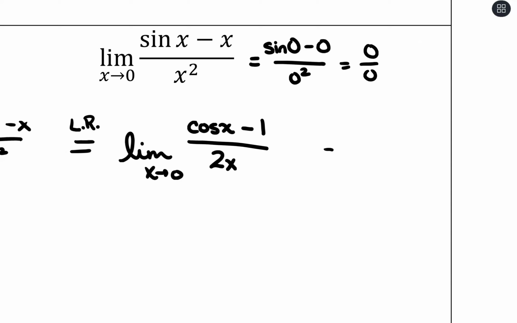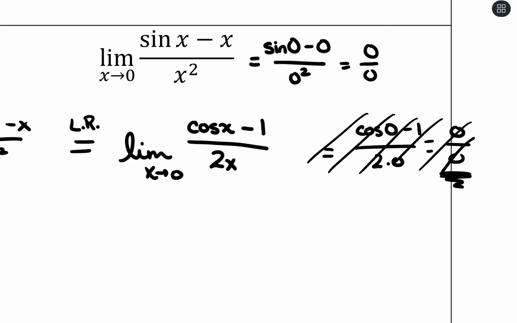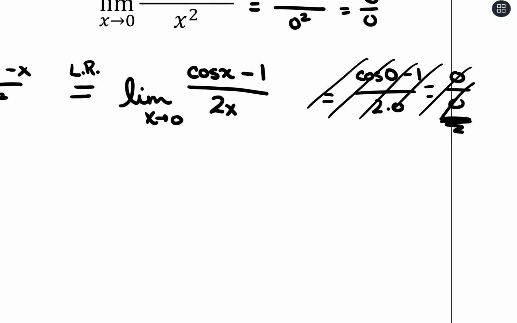And if I go to plug in 0 here, I would have cosine of 0 minus 1 over 2 times 0, which is 1 minus 1 over 2 times 0, which is 0 over 0. So we end up at our indeterminate form again. So what I want to do is, instead of ending up there, I'm going to apply L'Hopital's rule again. So if you keep getting the indeterminate form, you can apply L'Hopital's rule until it works, basically.